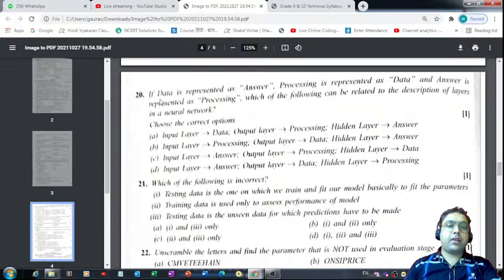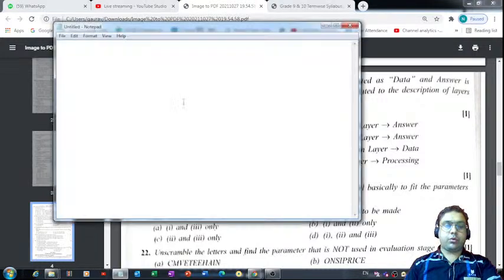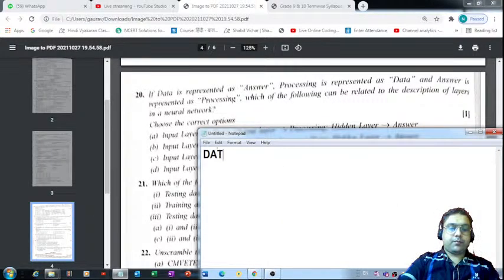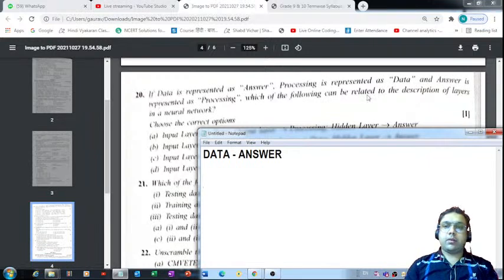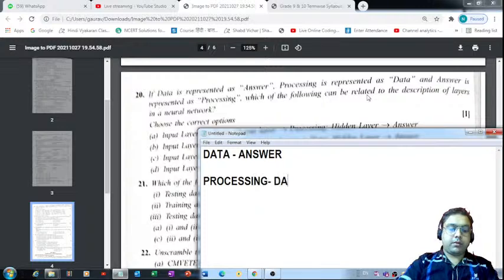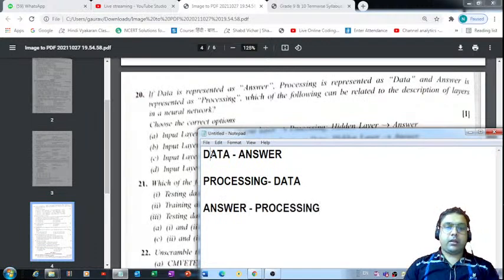Question number 20 is, if data is represented as answer. For this I'll have to use this notepad. It says data is represented as answer, then processing is represented as data, and answer is represented as processing. Which of the following can be related to the description of layers in a neural network?